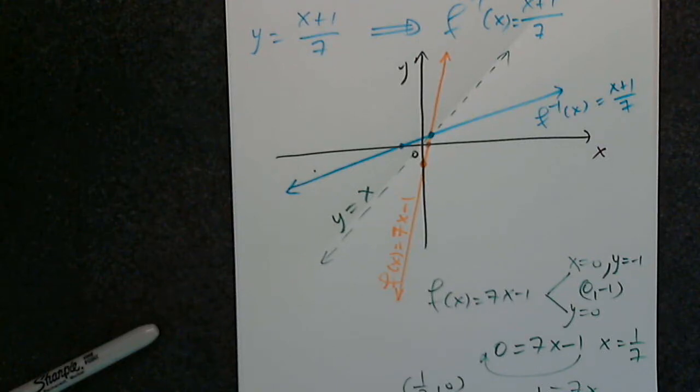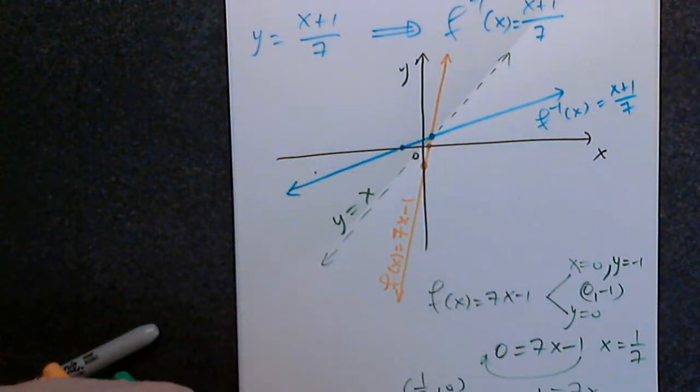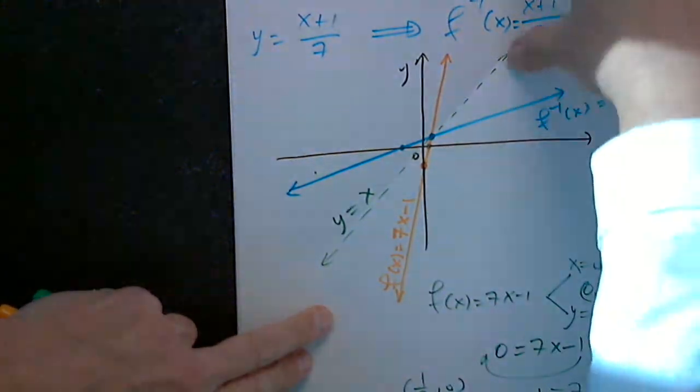Okay, so we want to graph a polynomial function. Any questions on this? Is this clear? Great job.